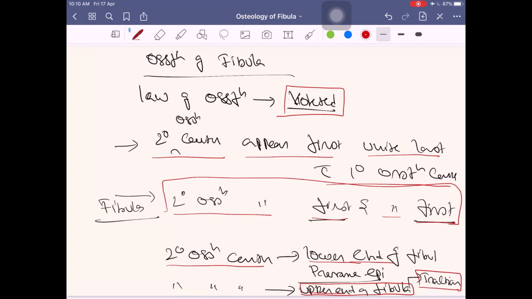Another part which I forgot to mention is that the nutrient foramen is directed downward where the nutrient artery is entering. Thereby your growing end is the upper end. So the growing end is the upper end, which is your traction end.